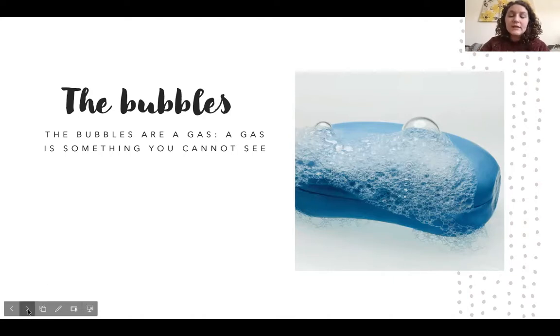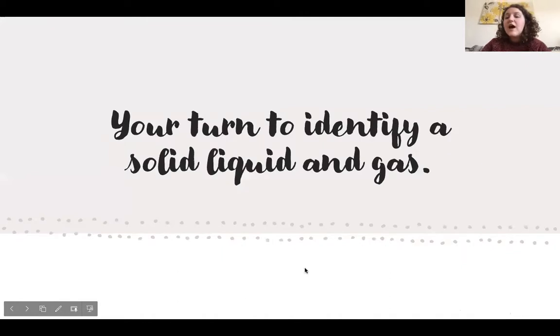Okay, so now we've kind of learned about solids, liquids, and gases whenever we're washing our hands. So I'm going to tell us the definitions one more time, and then I'm going to have you pause me and then go find a solid, liquid, and a gas. A gas is going to be hard to find, so just think about something that's around us that we can't see.